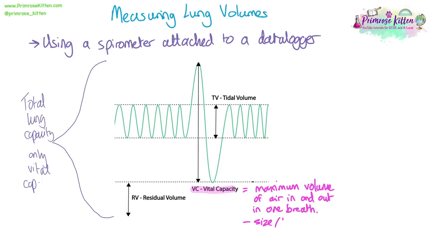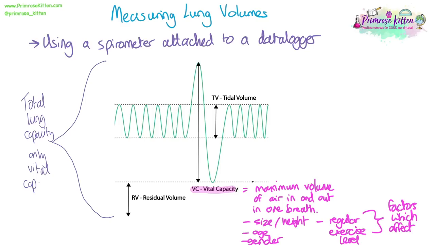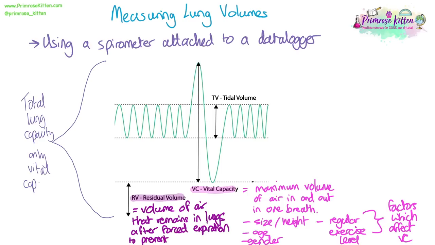The vital capacity is the maximum volume of air moved in and out in one breath. It can be affected by various factors, including size, especially height, age, gender, and your regular exercise level. The residual volume is the volume of air that remains in the lungs even after forced expiration. It helps to prevent the collapse of your airways and alveoli.